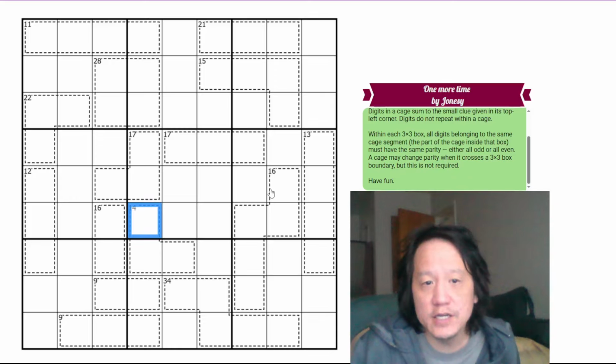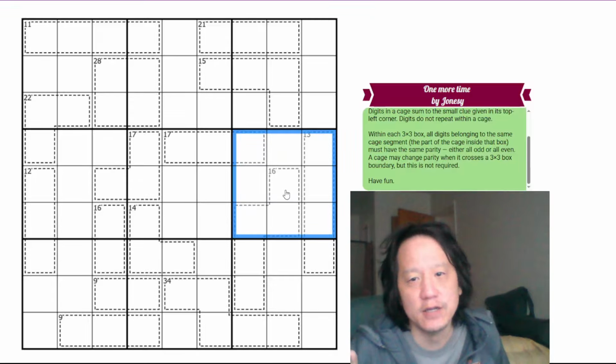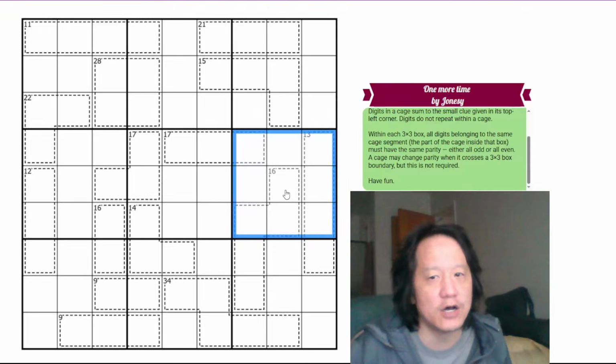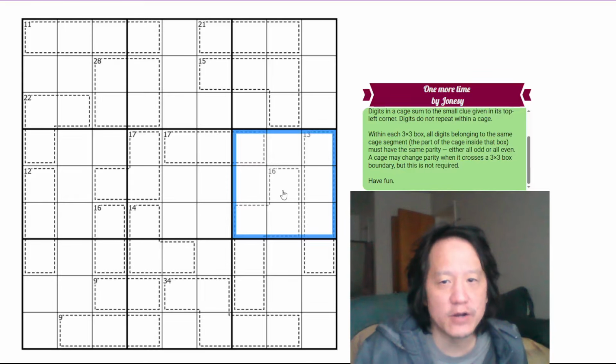Also, within each 3 by 3 box, all digits belonging to the same cage segment, that is the part of the cage that is inside that box, must have the same parity. That is, they're either all odd or all even. A cage may change parity when it crosses a 3 by 3 box boundary, but this is not required. So, in this 3 by 3 box, these 3 cells must have the same parity. They're all odd or they're all even.